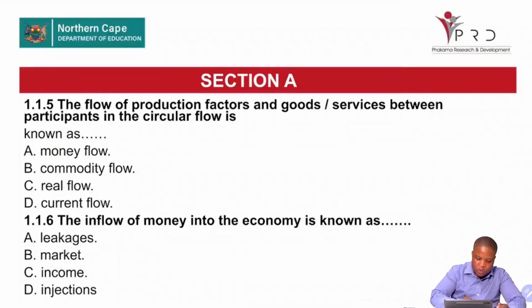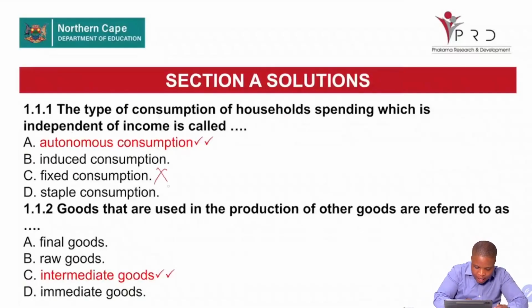Remember what I said to you, eliminate. So if I look at this question, C and D, they are totally wrong. We don't have that fixed consumption or simple consumption. We spoke of induced consumption and autonomous. And then you need to remember that induced consumption is the one that depends on income. The question is asking for the one that is independent from income. So your answer will be autonomous.